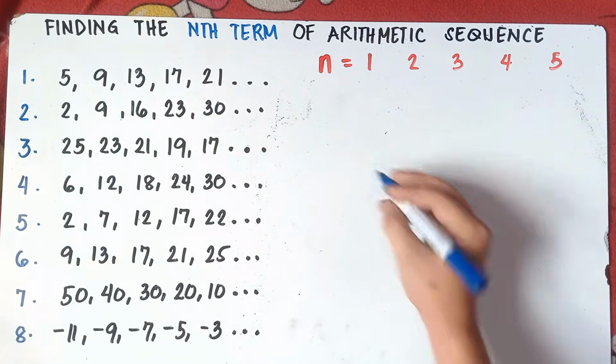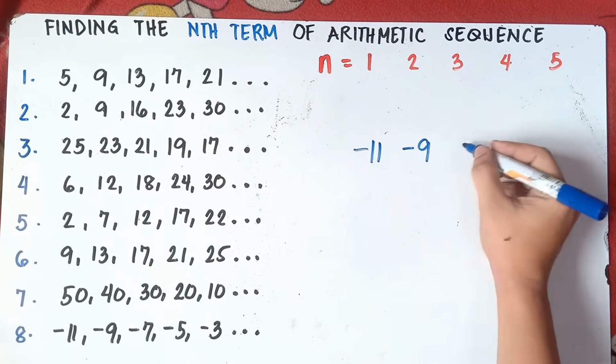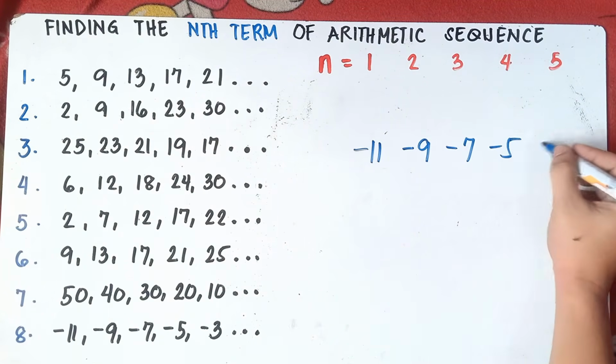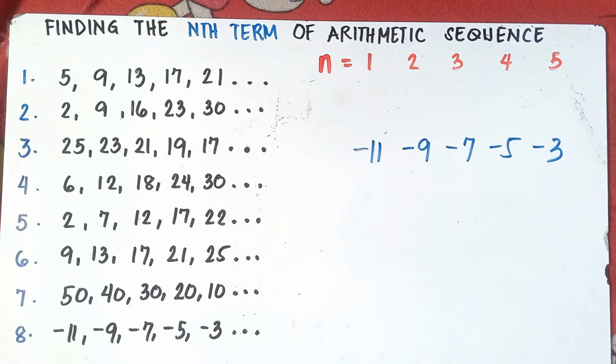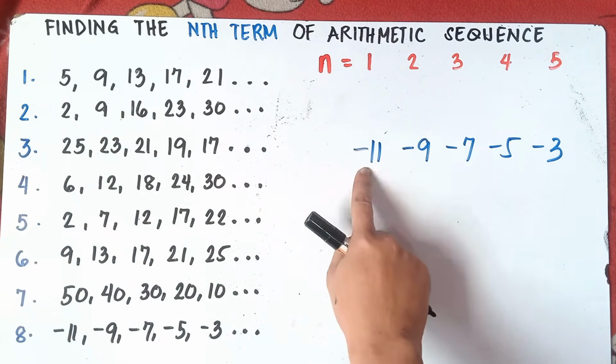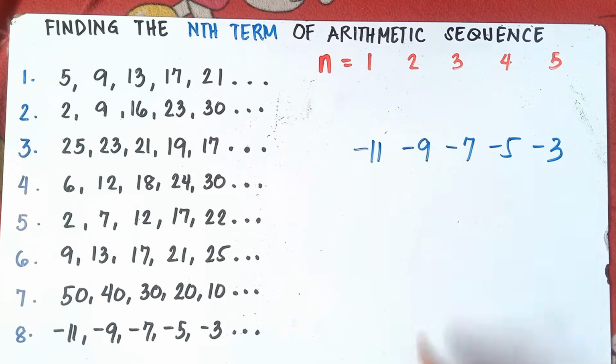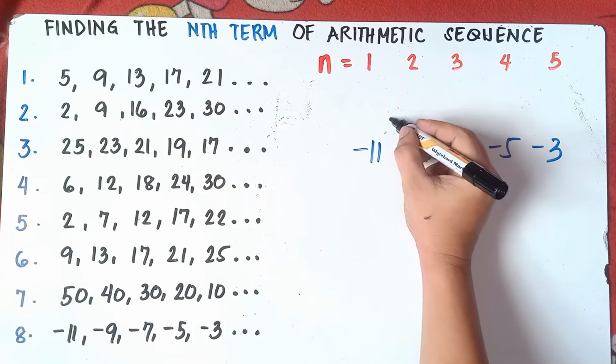So we have, for number 8, negative 11, negative 9, negative 7, negative 5, and negative 3. So what will be the common difference, class? What will be the thing that we will do? From negative 11 to make it negative 9, negative 9 to make it negative 7, of course, we will be adding positive 2, right?